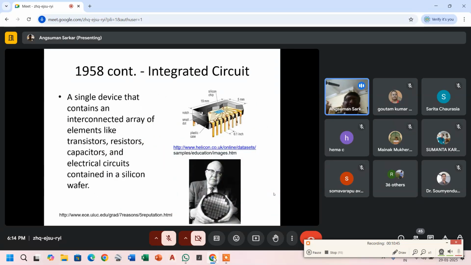1958, integrated circuit. In this figure you can see Jack Kilby holding a chip in his hand, a single device that contains an interconnected array of elements all together in a single chip, that we call an IC or integrated circuit. On the right hand side you can see the components within an IC: the plastic case, the notch, and the fundamental, most important silicon chip inside it.